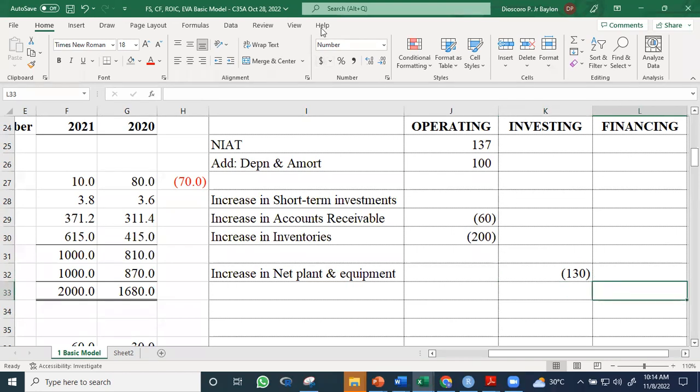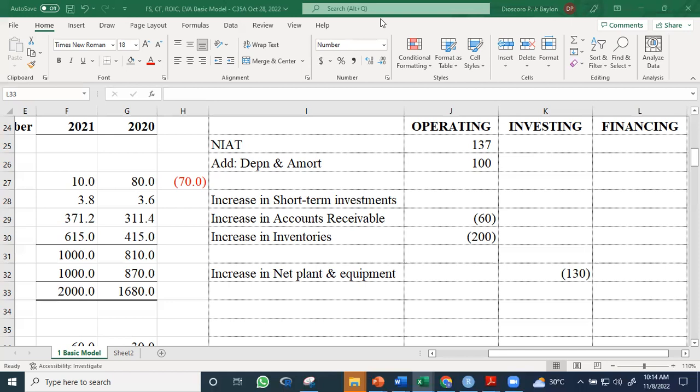Okay, are we clear so far? Kindly chat, please. Yes or no? If so far our pro forma template is clear to you. Clear ba so far? If not, may questions ba? Do you have any questions?